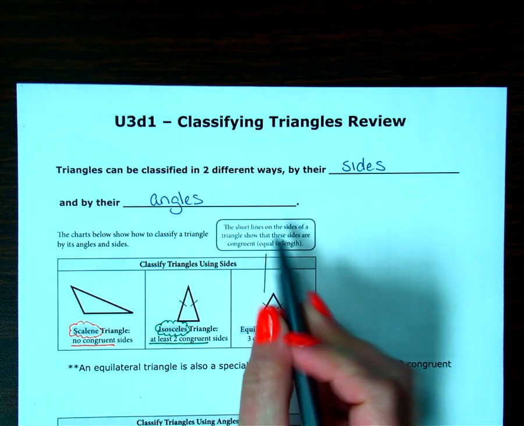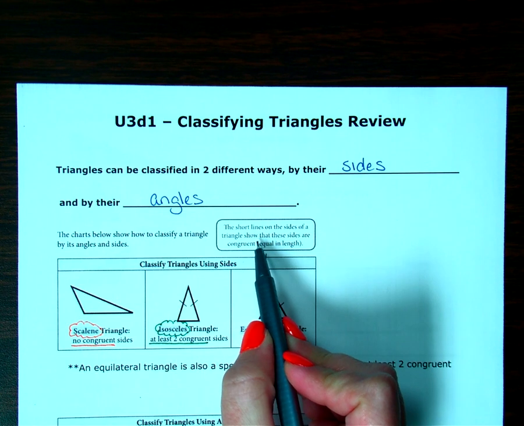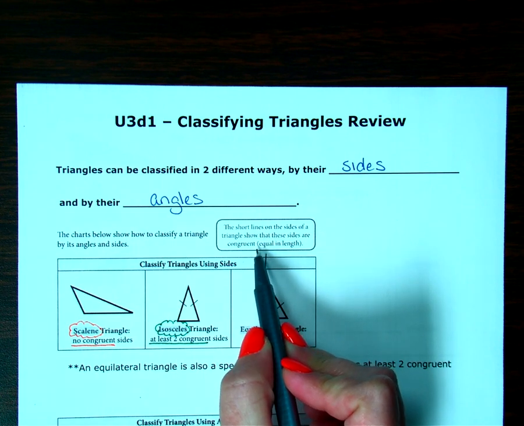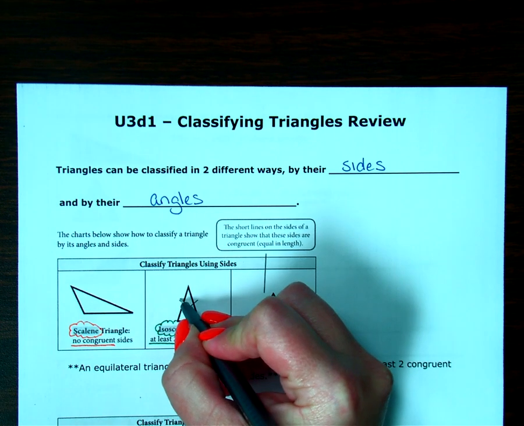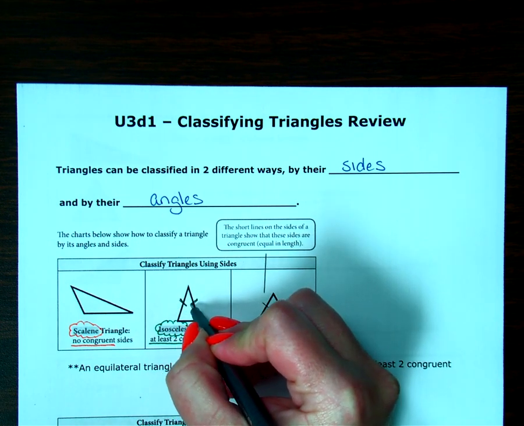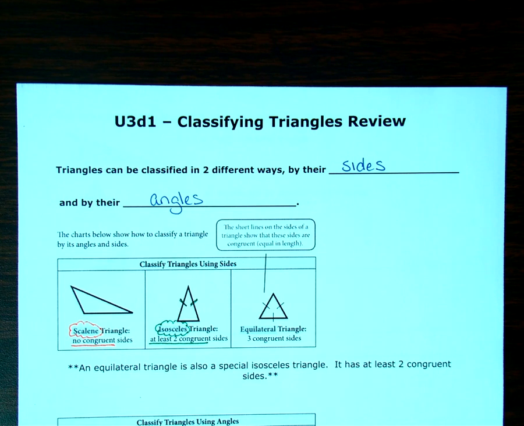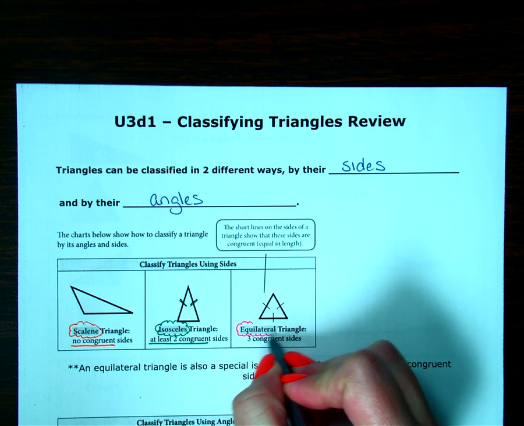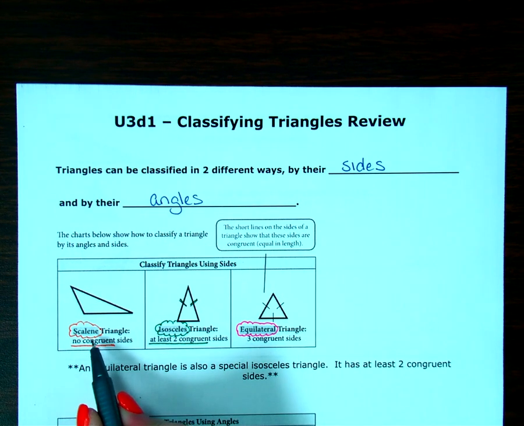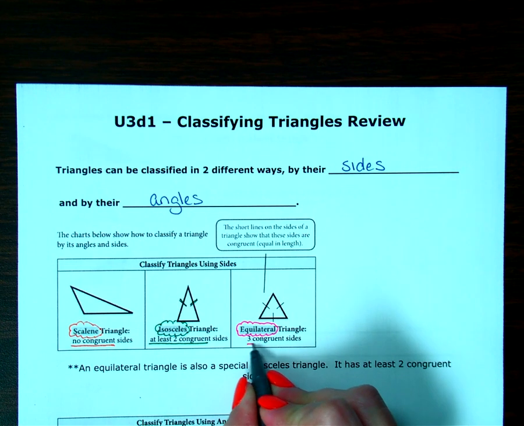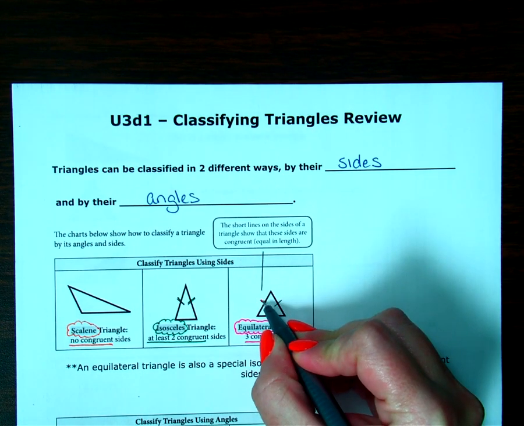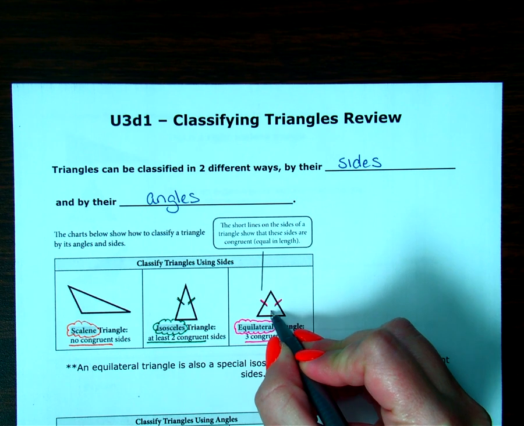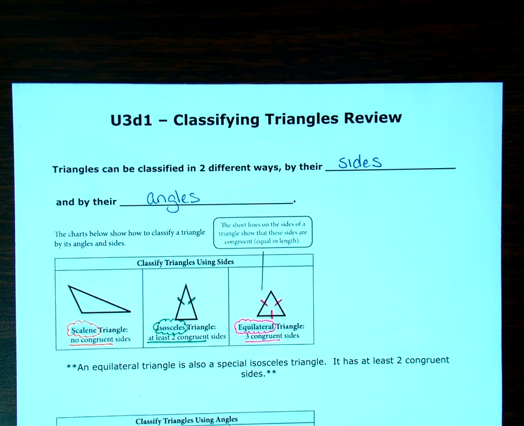And we can tell they're congruent because remember, the short lines on the side of the triangle show that these sides are congruent or equal in length. So this little tick mark here shows that it's congruent to that one there. I do have two congruent sides. That is an isosceles triangle. Okay? My equilateral triangle is going to be three congruent sides. So every single triangle can be classified as either scalene, isosceles, or equilateral, and we'll use our tick marks to determine whether or not we have congruent sides.